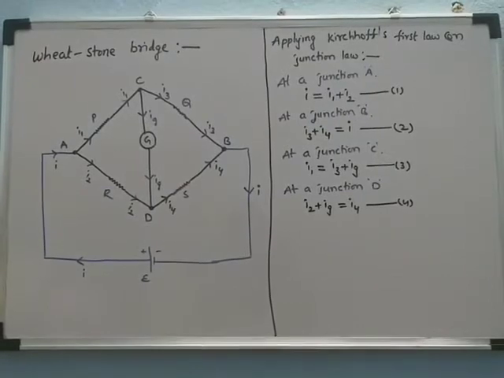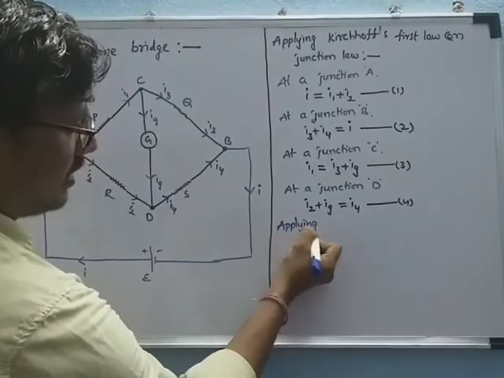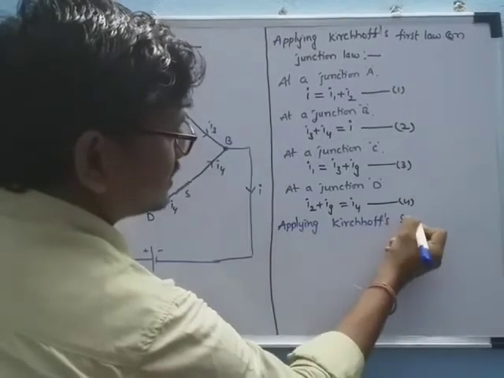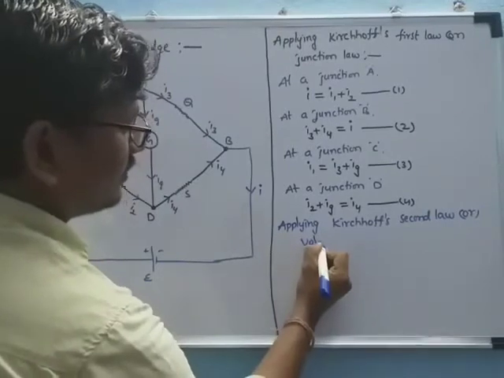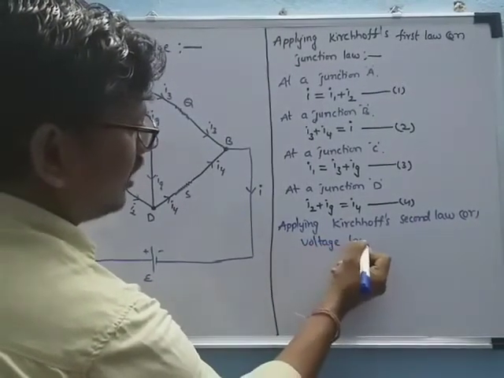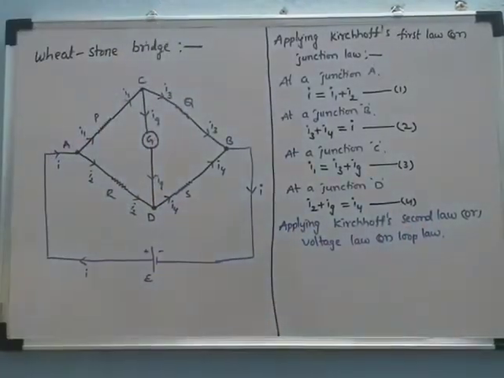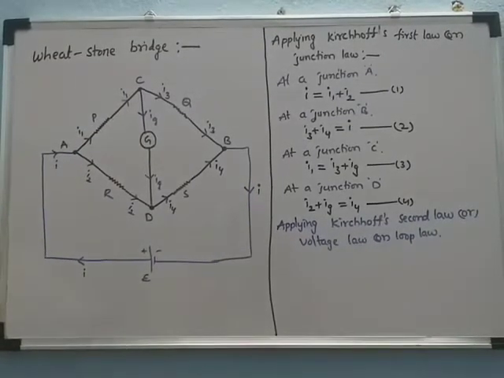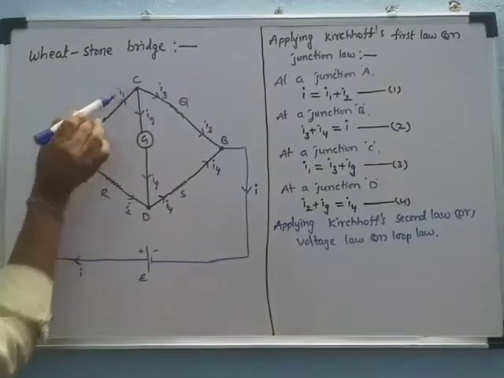The next, we can apply Kirchhoff's second law, or what is called the voltage law, or also called the loop law. Applying Kirchhoff's second law, or voltage law, or loop law. Loop means we take a closed circuit. Observing this circuit, we have two loops here. The first one is A, C, D, A.